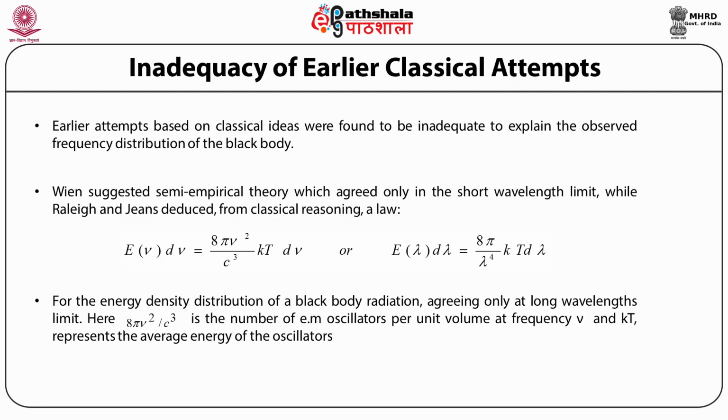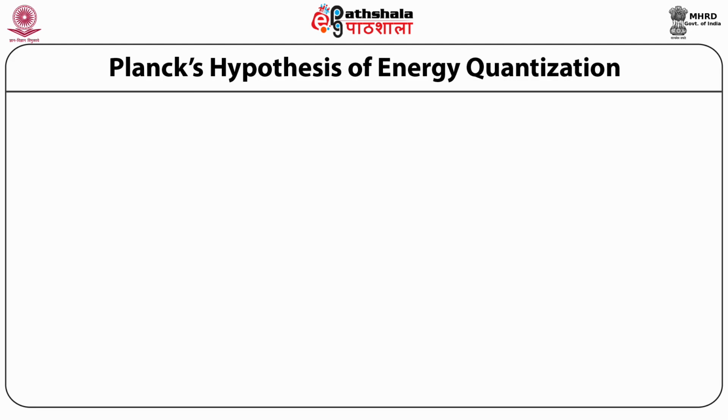However, if you look at the energy density distribution curve, you see that even in the large frequency limit, that is, the short wavelength limit, the distribution function is not diverging. Thus, this theory given by Rayleigh and Jeans proved to be inadequate, and this particular phenomenon that for high frequency the energy distribution function diverges was called the ultraviolet catastrophe.